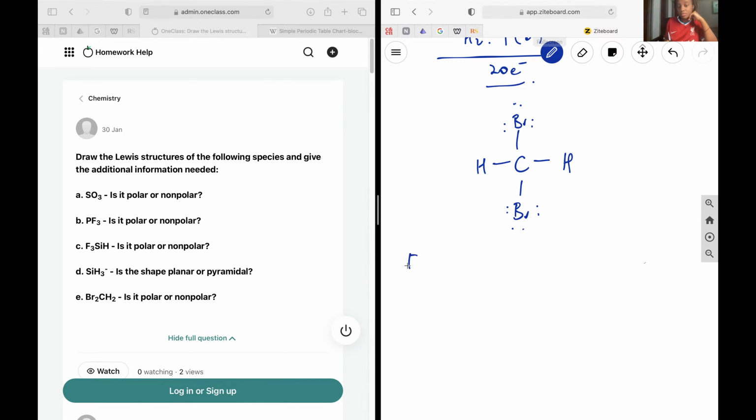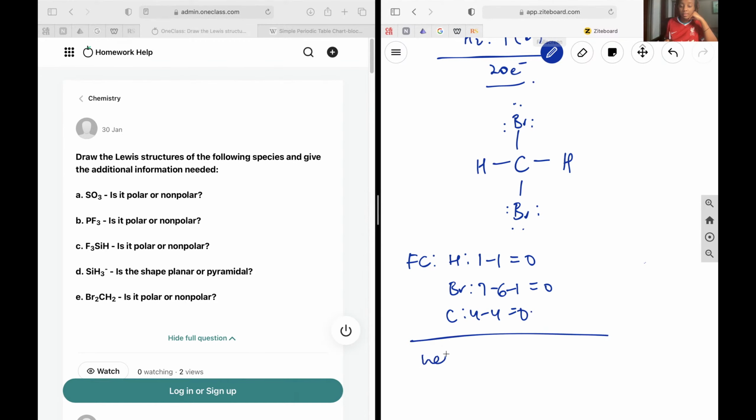Check my formal charges. On each of the hydrogens, I have 1 minus 1, 0. On my bromines, I will have 7 minus 6 minus 1, 0. And on my carbon, I will have 4 minus 4, 0. So the net is as it should be, and the charges have been minimized. Let me check if my valence electrons are correct. I have 2, 4, 6, 8, 10, 12, 14, 16, 18, 20. So they are. So this is going to be my best Lewis structure.